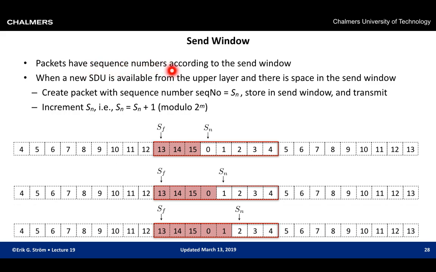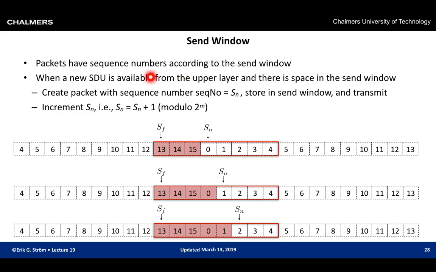Packets have sequence numbers, and these sequence numbers are m-bit numbers. So in this case, it's a number from 0 to 15, so that's 4 bits allocated to the sequence numbers. So we need to reuse them, right? Because the sequence number is part of the header, and we would like to limit the number of bits in the header. So these are always limited to a certain number of bits.